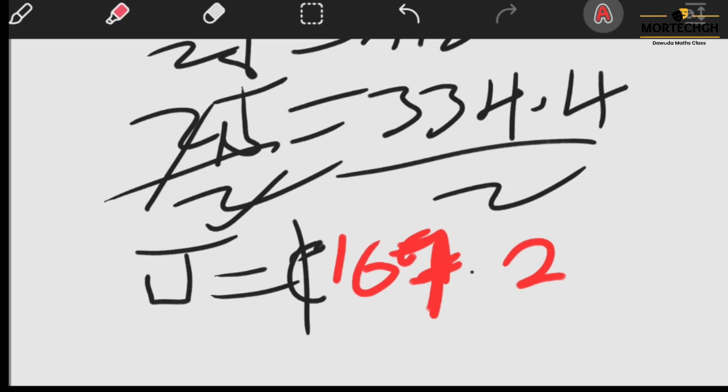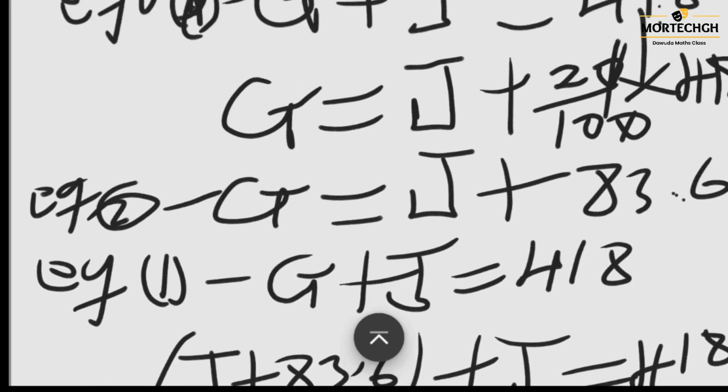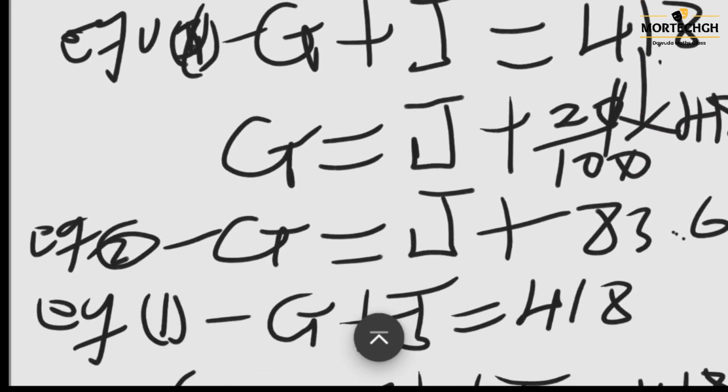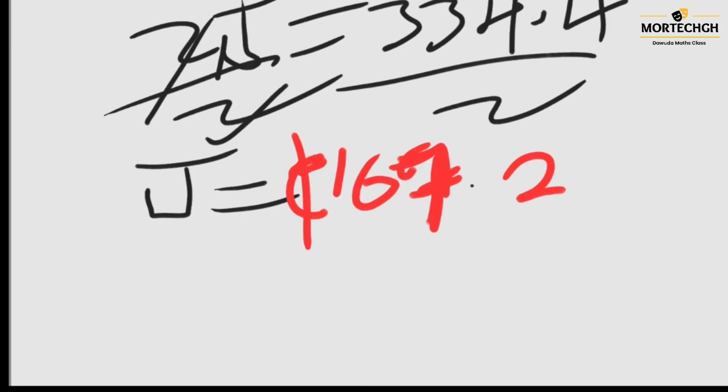If you want to find the amount received by Gifty, we just take Justina's amount plus the bonus money that Gifty received more than Justina, the 20% of the amount, which gives you 83.6 Ghana cedis. So you add 83.6 Ghana cedis plus 167.2 Ghana cedis to give you Gifty. But the question is not asking for Gifty, it's asking for Justina. How much did Justina receive? Justina received 167.2 Ghana cedis.